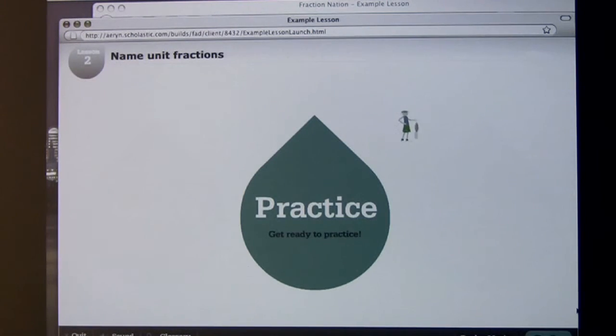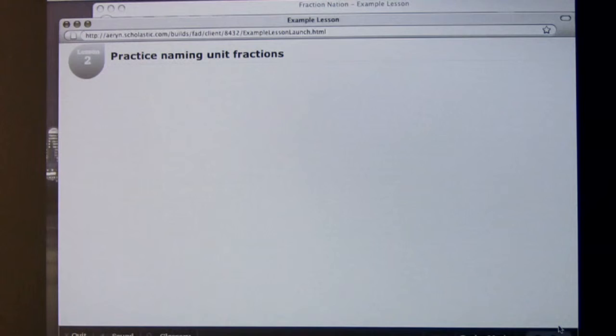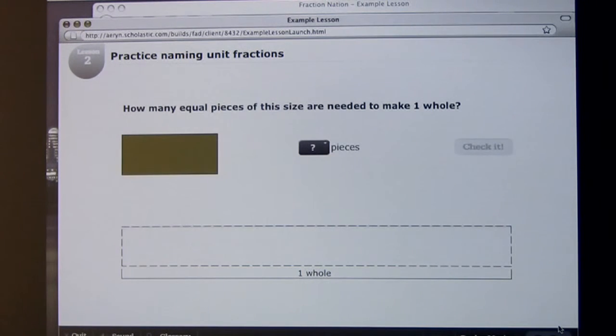Get ready to practice. So the second aspect of each lesson is for students to do guided interactive practice. Practice unit fractions. How many equal pieces of this size are needed to make one whole? Here students are really making visual estimates of magnitude to understand the inverse relationship between the denominator and the size of an equal piece.